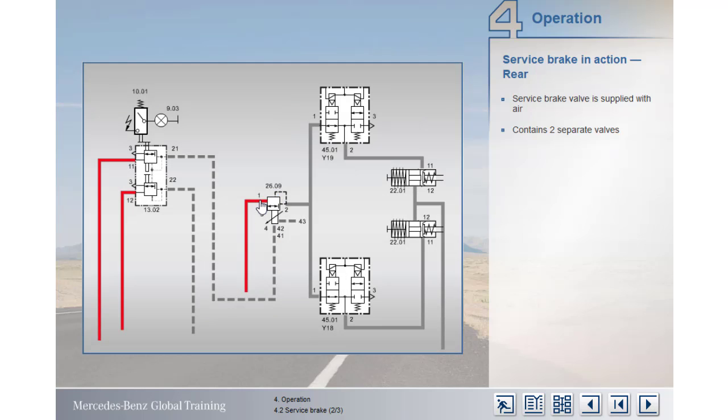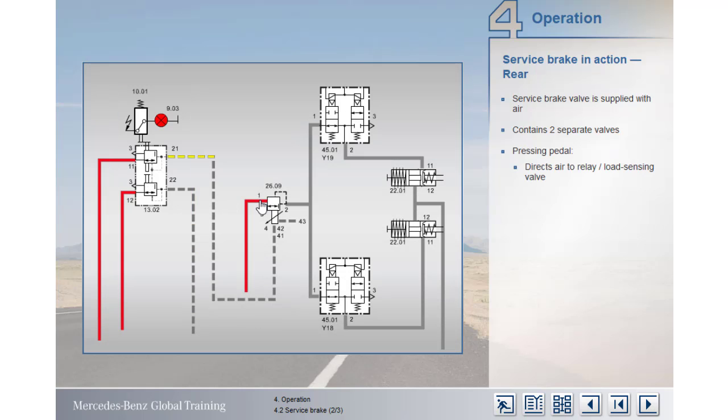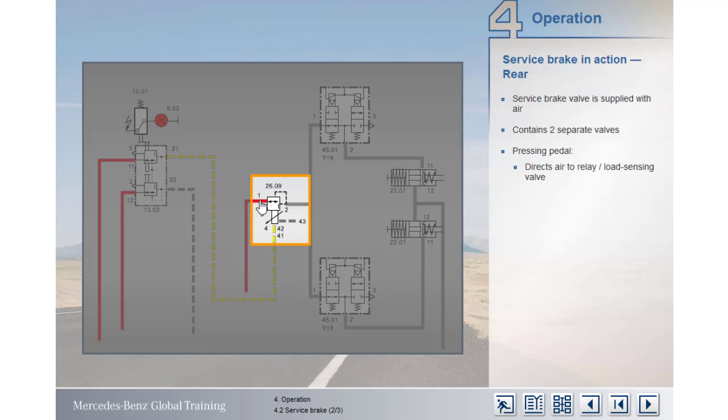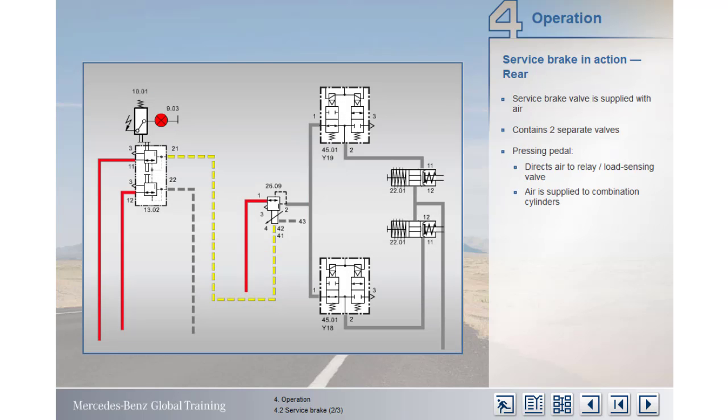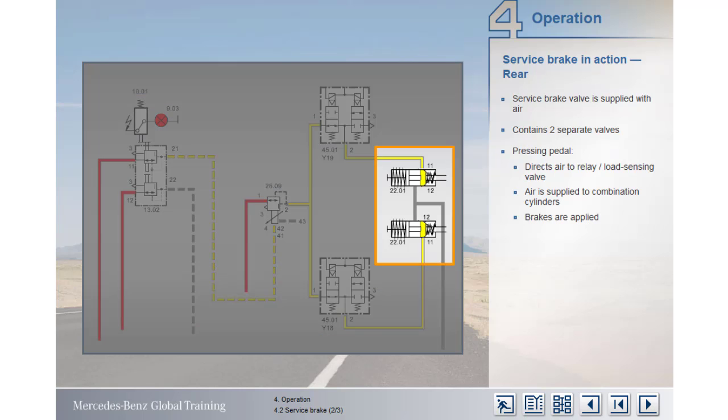Pressing the brake pedal opens the two valves. Air from port 2-1, which is for the rear circuit, travels to port 4 of the combined relay and load sensing valve. This activates the valve and connects air pressure from the supply at port 1 with port 2. Air is thus directed via the ABS valves to the rear combination cylinders at port 1-1. In response, the service brake pistons are pressurized and the brakes are applied.